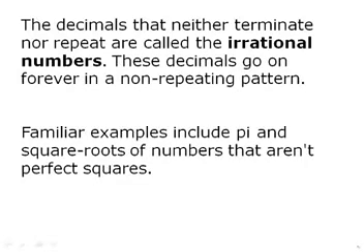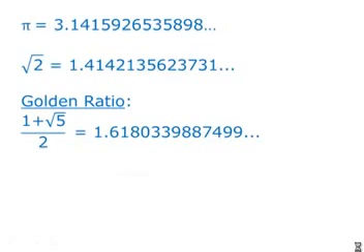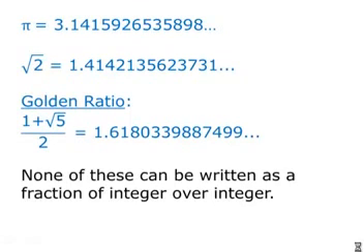Familiar examples include pi and square roots of numbers that aren't perfect squares. So for example, here are some famous irrational numbers: of course pi, the square root of 2, and the famous mystical number, the golden ratio. All these go on forever and there's no repeating pattern. None of these can be written as a fraction of integer over integer.